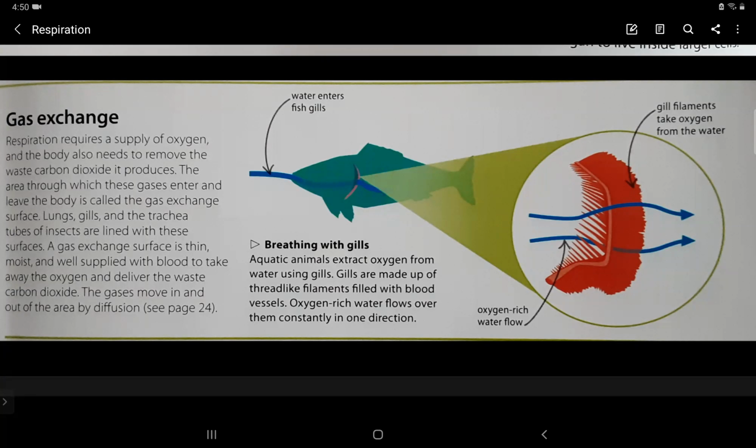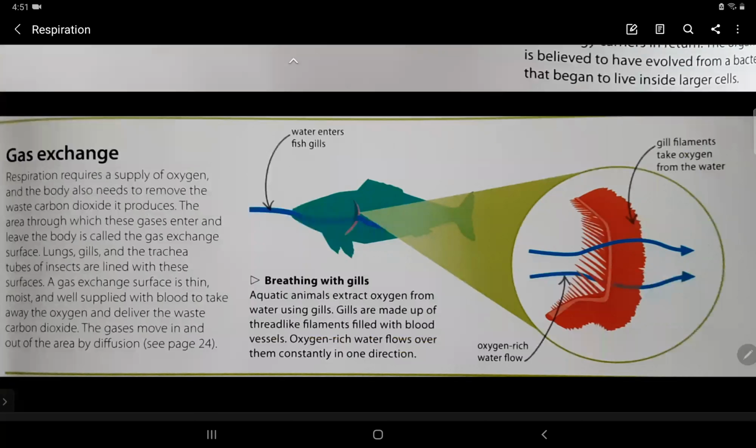Now let's read about breathing with gills. Aquatic animals extract oxygen from water using gills. Gills are made up of thread-like filaments filled with blood vessels. Oxygen-rich water flows over them constantly in one direction. Now you can see this diagram.